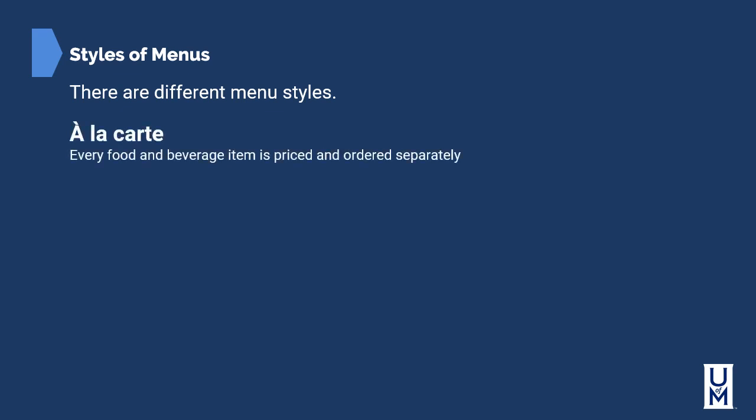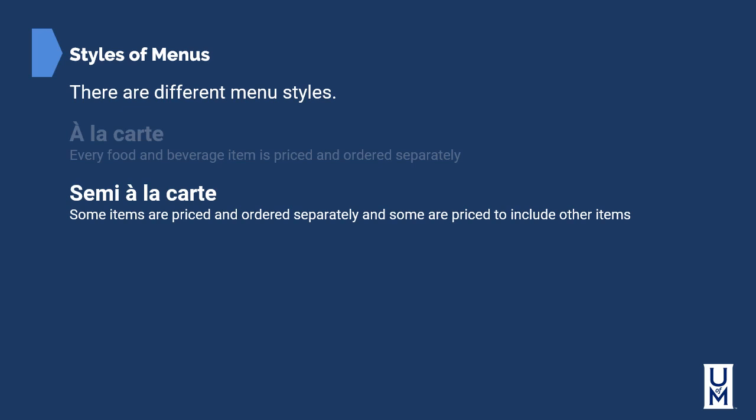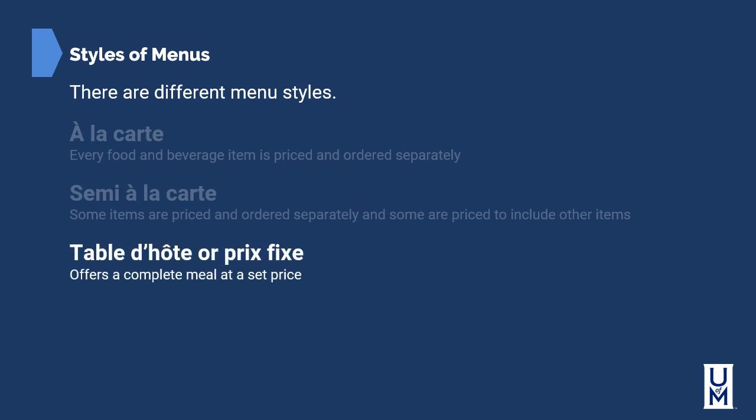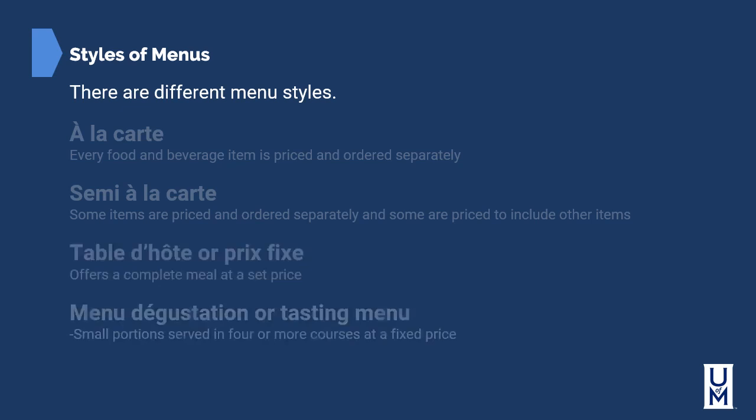There are several different styles of menus as well. A la carte, or everything on the side: every food and beverage item is priced and ordered separately. Semi a la carte: some items are priced and ordered separately and some are priced to include other items. Table d'hôte, or prix fixe menu, offers a complete meal at a set price. And menu dégustation, or tasting menu, offers small portions served in 4 or more courses at a fixed price.